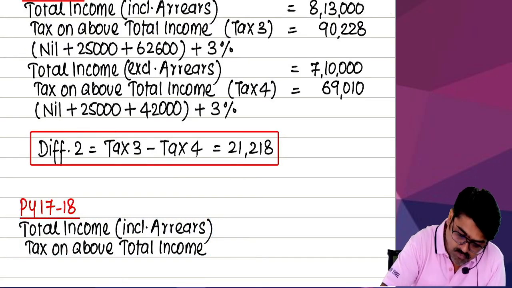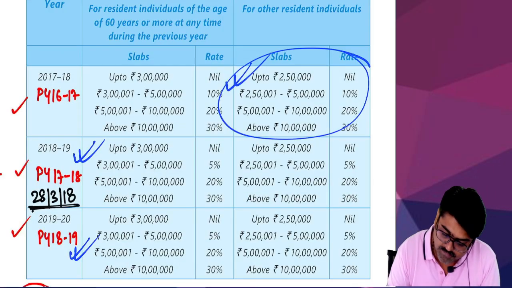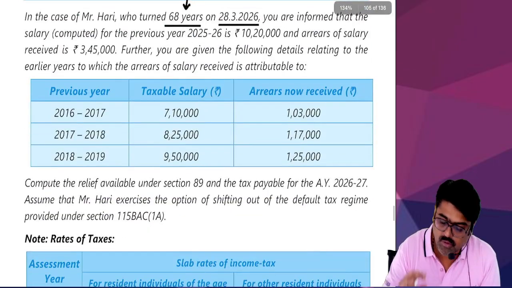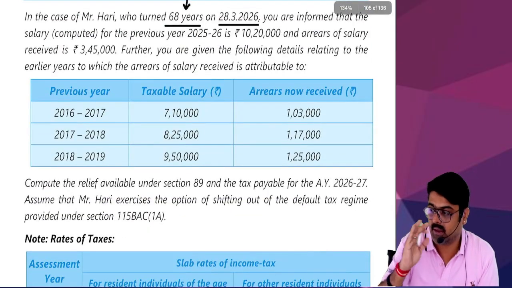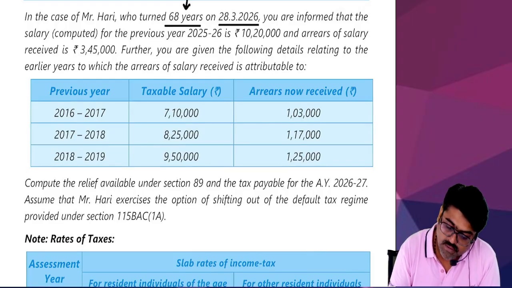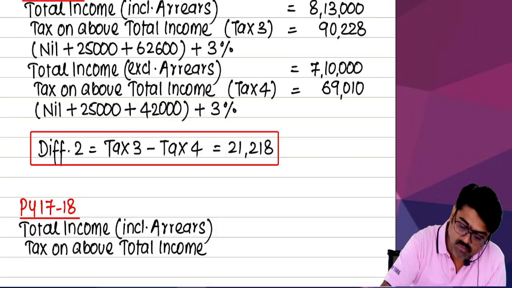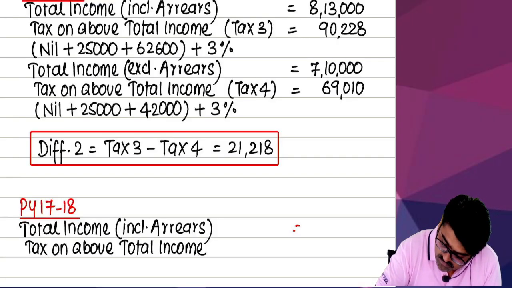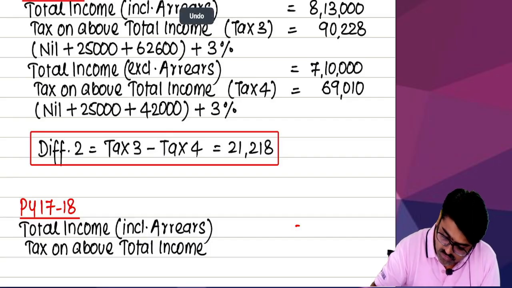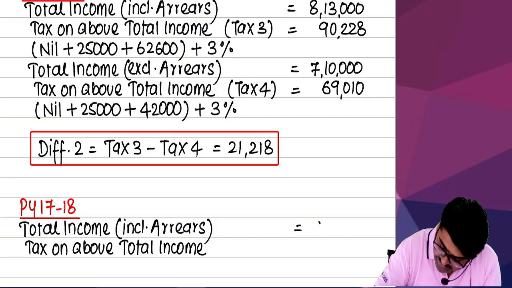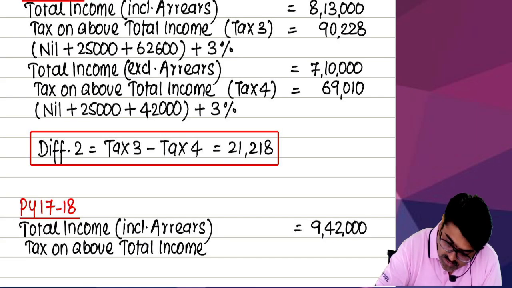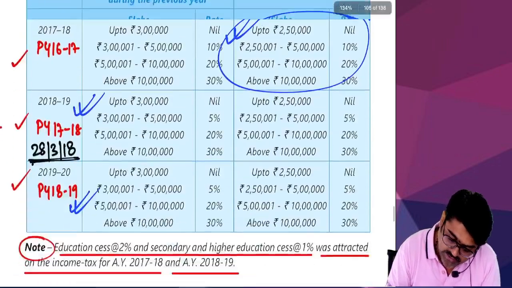Okay, tell me, what was the total income in that year? That year's total income was 8,25,000. If I include the arrears also, then add 1,17,000. How much is that? 9,42,000. On that 9,42,000, now the tax rate will be for senior citizen. Yes or no?